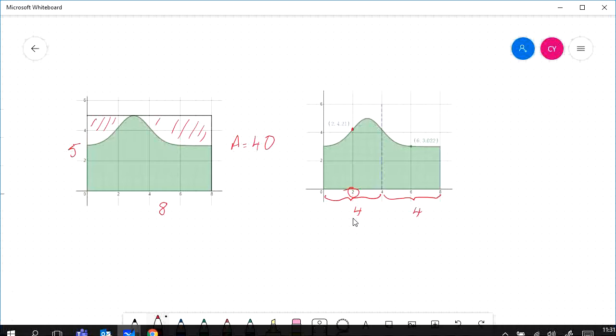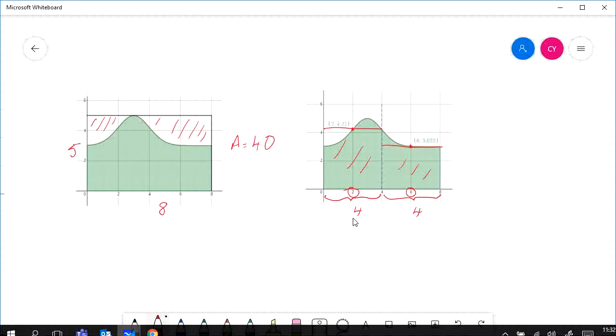Do the same with the top half. Find the middle, in this case 6. Go up and find where it touches your shape and find your y value. Now draw a line, hopefully straighter than the one I'm about to draw, across so that it goes through those points. Now you've got 2 rectangles, one here and one there.